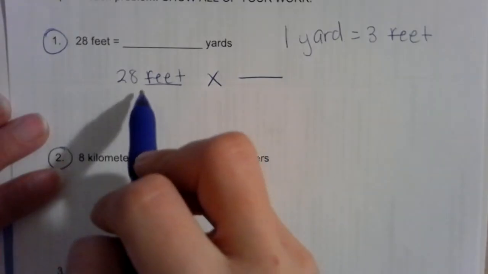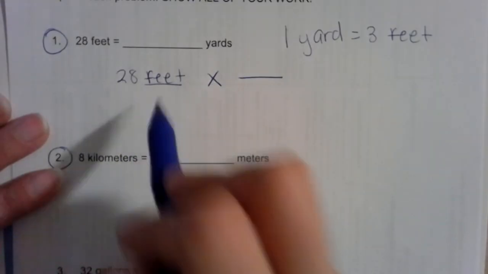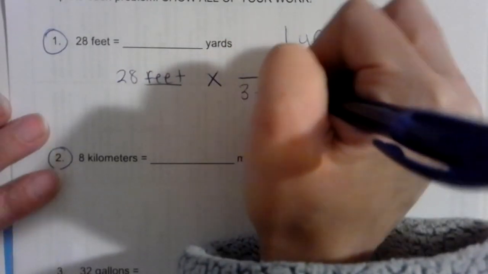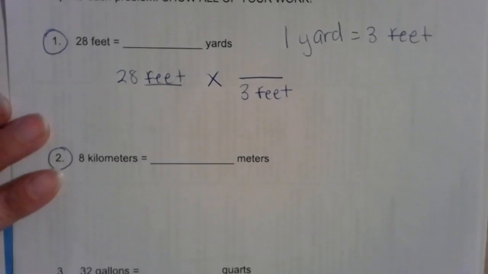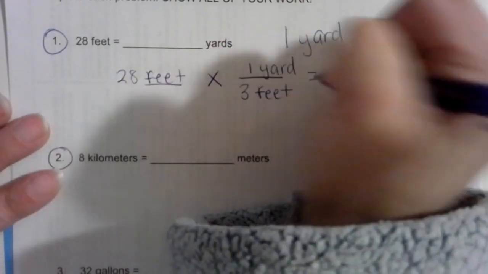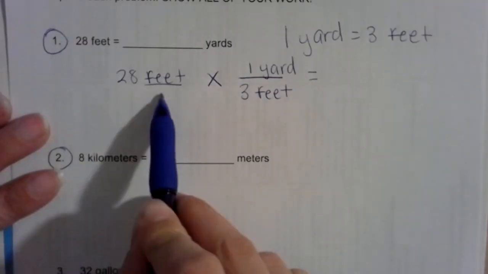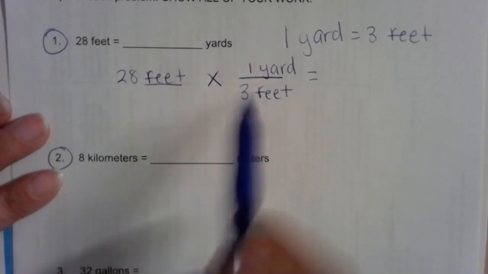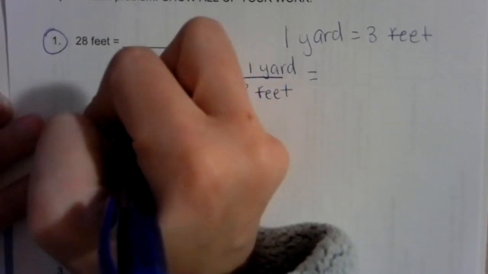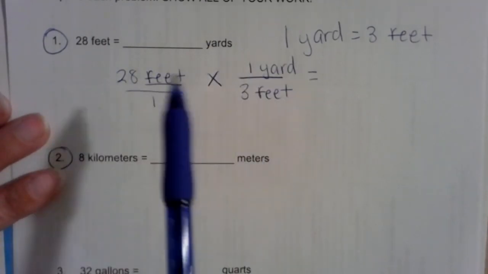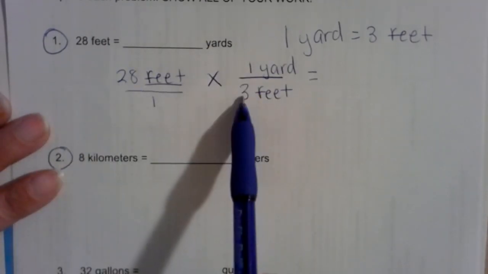The unit that you start with, so the feet measurement, is what's going to go at the bottom. This allows for that unit, that of feet, to be eliminated. The 1 yard is going to go at the top. So again, the unit that you start with goes on the bottom of this conversion factor that we're going to use. Now, we're going to place this over 1 so that we can multiply straight across, just like we do when we're multiplying a whole number by a fraction.